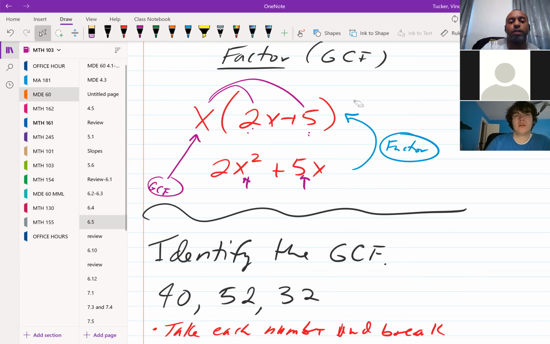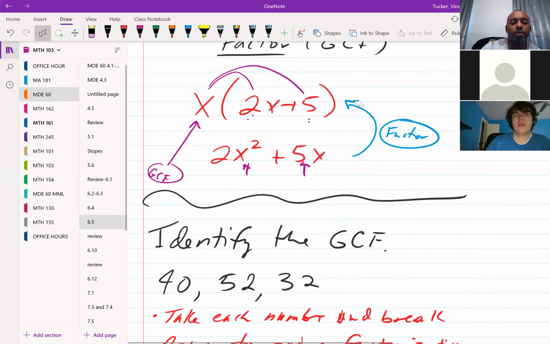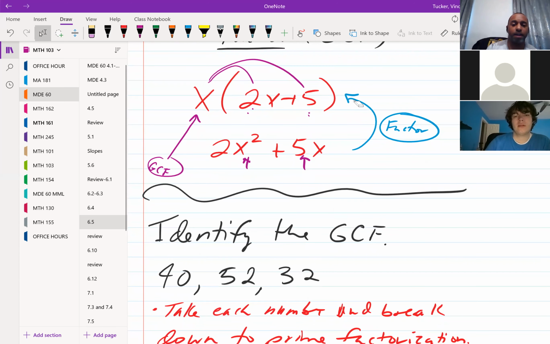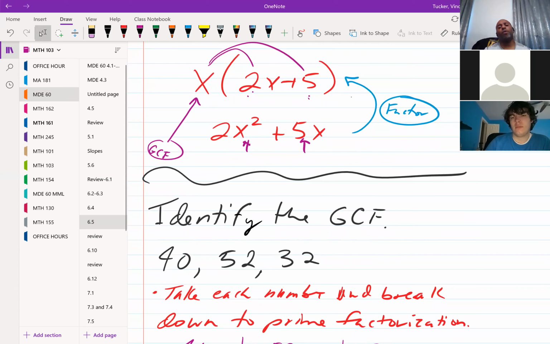All right, so the first exercise in this section would be something of this nature. It says identify the GCF. So they give us 40, 52, and 32. And the first step we would take on is to take each number and break them down to prime numbers. Break them down to the prime factorization.